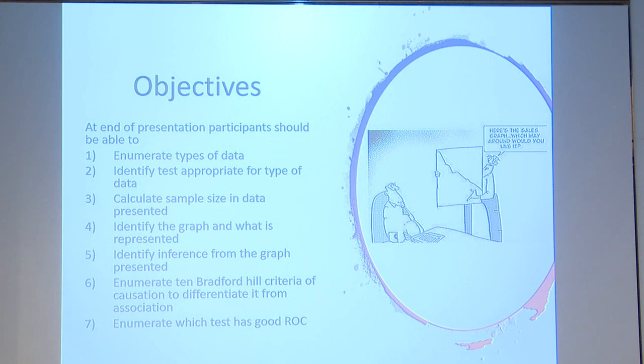So the objectives, there are many objectives. I'm not going to run through them, but broadly you want to identify the type of data and the appropriate test for that data. I'm not going to talk about sample size in detail here, but what inference you get and what the Bradford Hill criteria are. We say that there is correlation, and people say that this is causative. No, there is a difference between correlation and causation. Causation has to follow the Bradford Hill criteria.